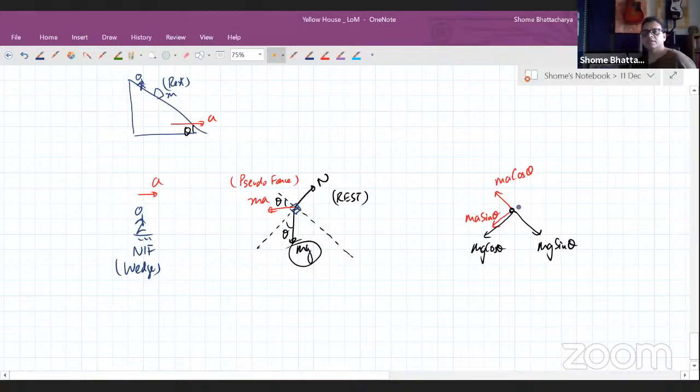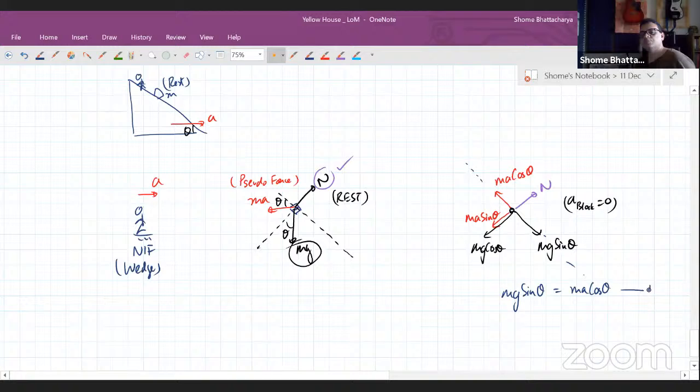Okay, and normal reaction will of course act like this, and they should be balanced. The acceleration of the block should be 0. Okay, so forces should be balanced. So along the inclined plane, along this direction, when you balance the forces, what is happening? Mg sin theta component should balance the pseudo force's cos component. So this is our important equation actually. This will tell us that A should be equal to g tan theta. This is the result we are looking for from this free body diagram.